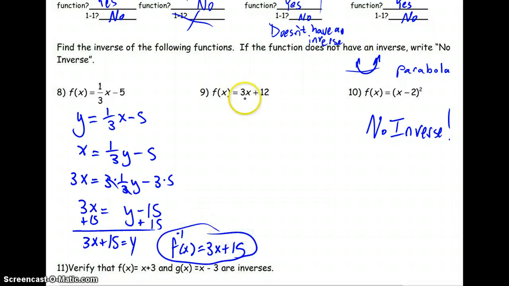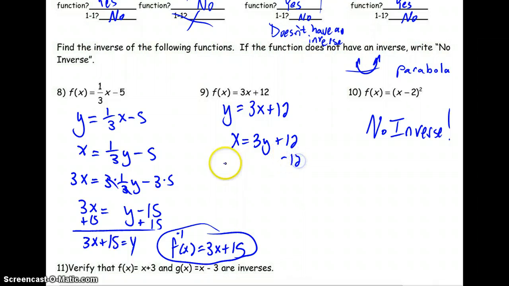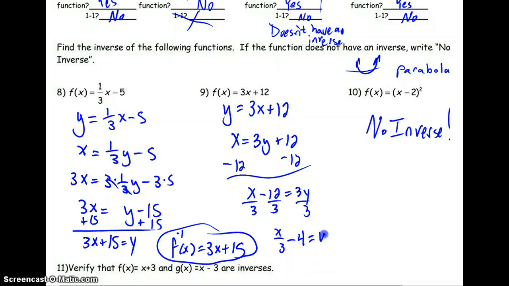Let's take a look at number 9. y is equal to 3x plus 12. We could switch x and y together. Wherever you see an x, replace it with a y, and vice versa. Now get y by itself, minus a 12 on both sides. So we have x minus 12 is equal to 3y. Divide everything by a 3. You will have x over 3 minus 4 is equal to y. But we could write that as f inverse of x equals x over 3 minus 4.